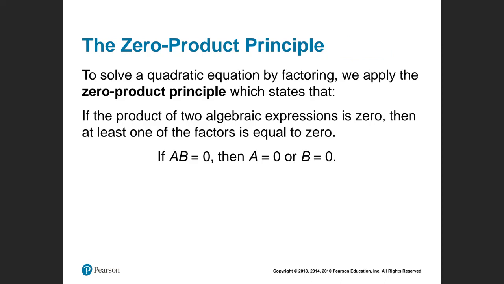The zero product principle. To solve a quadratic equation by factoring, we apply the zero product principle, which states that if the product of two algebraic expressions is zero, then at least one of the factors is equal to zero. Okay, if a times b equals 0, then a equals 0 or b equals 0.